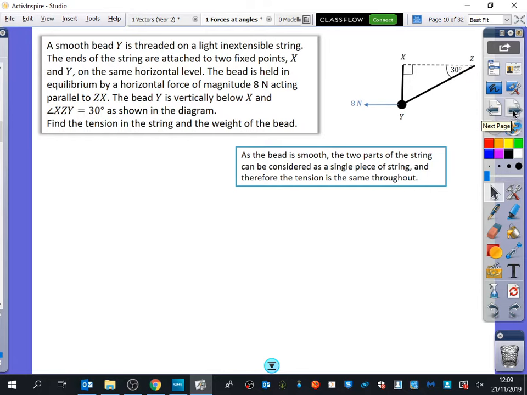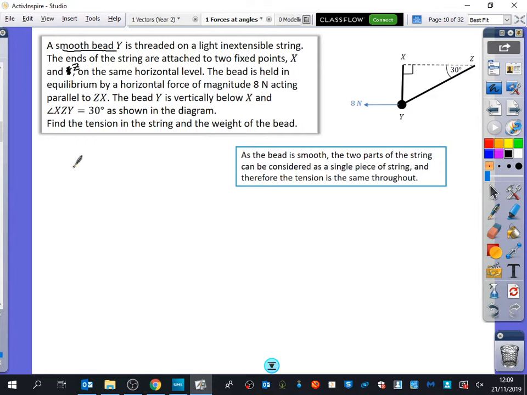So let's read this scenario that we've got here. It says, a smooth bead Y, and we're going to talk about a smooth bead down here in a second, is threaded on a light, inextensible string, like a bead on a necklace, okay? The ends of the string are attached to two fixed points, X and Z. I've just noticed that it should say X and Z, not X and Y.